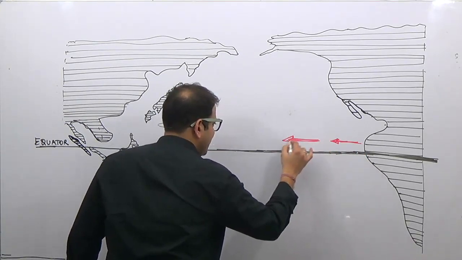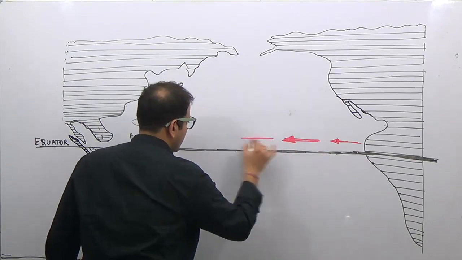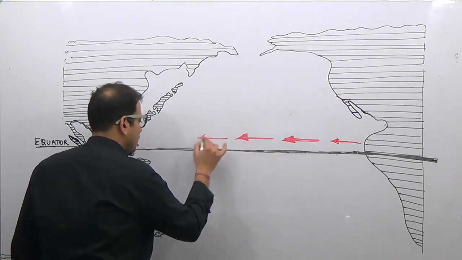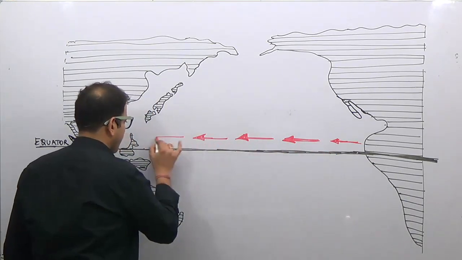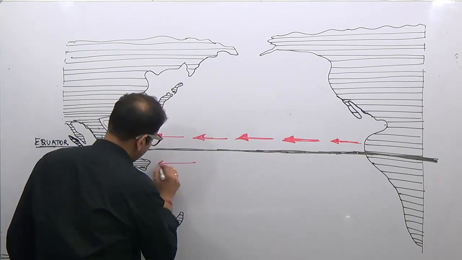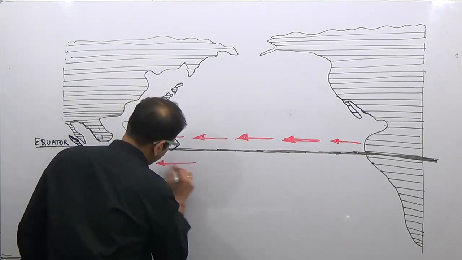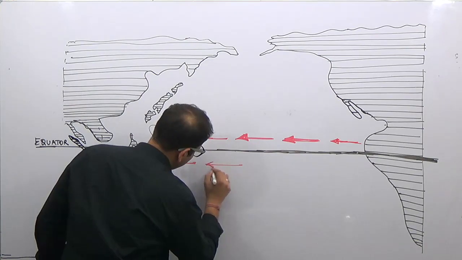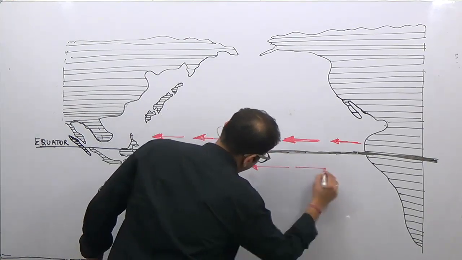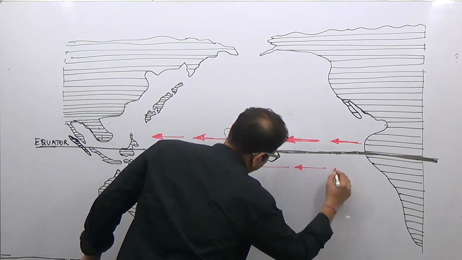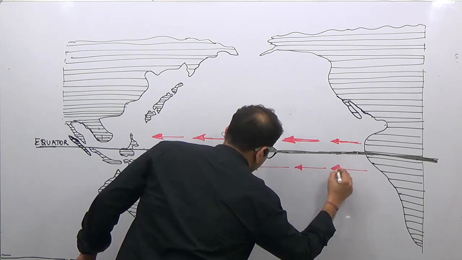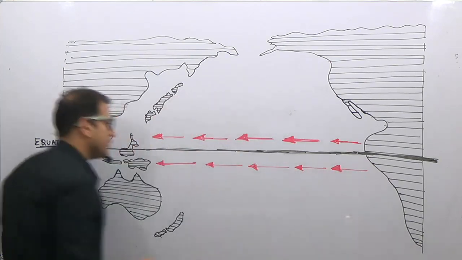Why is it being generated? Again, due to the rotation of the earth and the winds. It is generated due to the rotation of the earth. So you have a north equatorial current and also an equatorial current in the southern hemisphere, that is the south equatorial current. I have the south equatorial current. So we have the north and the south equatorial current.